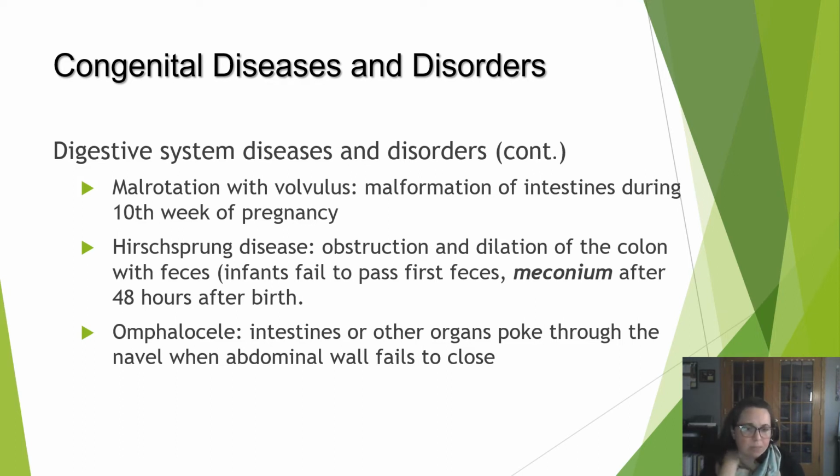Hirschsprung's disease is the obstruction and dilation of the colon with feces. This is why newborns must poop before they are allowed to go home. That first bowel movement is known as the meconium, and it usually passes within 48 hours of birth. Omphalocele occurs when intestines or other organs poke through the navel when the abdominal wall fails to close.